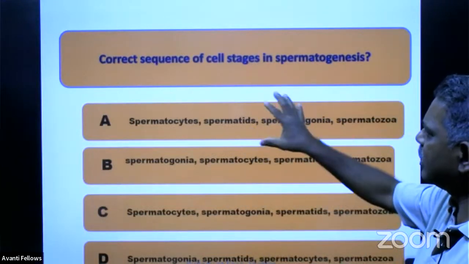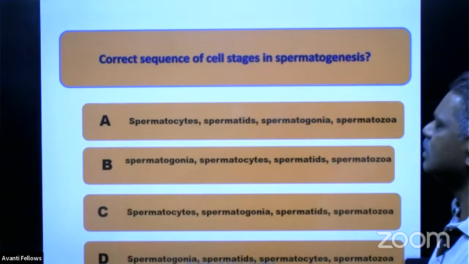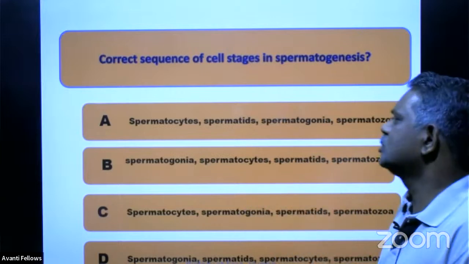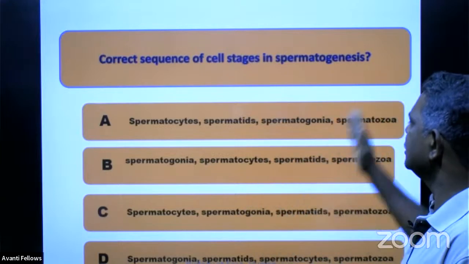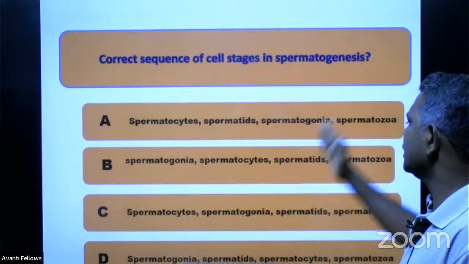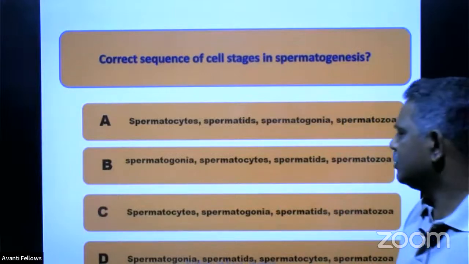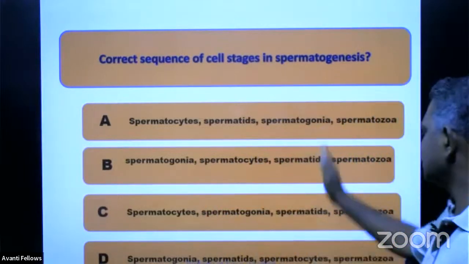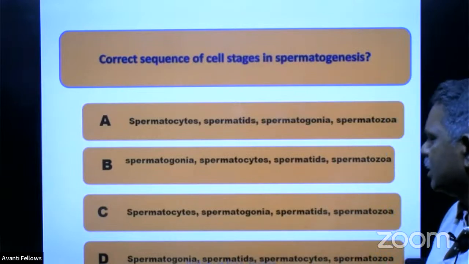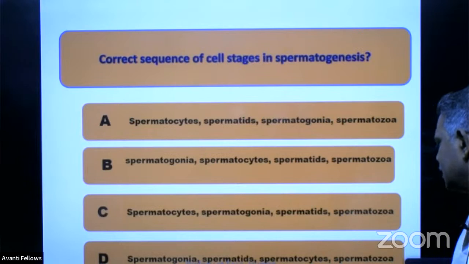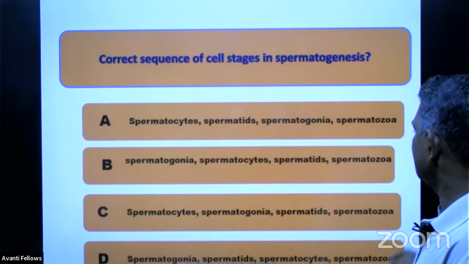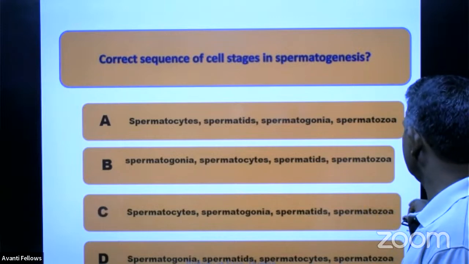You have to find out the correct sequence of cell stages in the formation of a sperm in the seminiferous tubule: spermatocyte, spermatid, spermatogonia, spermatosoma; then spermatogonia, spermatocyte, spermatid, spermatosoma; then spermatocyte, spermatogonia, spermatid, spermatosoma. And the last option is spermatogonia, spermatid, spermatocyte, and spermatosoma. Find out the correct sequence. Okay, we'll move to another one.